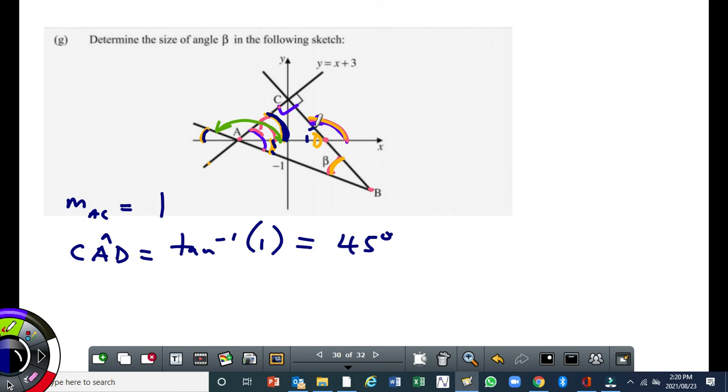I can use sum of angles in a triangle. Which means this angle here, it's an exterior angle of triangle ADB. Which means in any case, I still need to find the size of this small angle. But the problem now is we don't have a gradient for that line. But can we find the value of x here at A? How can we find the value of x at A?